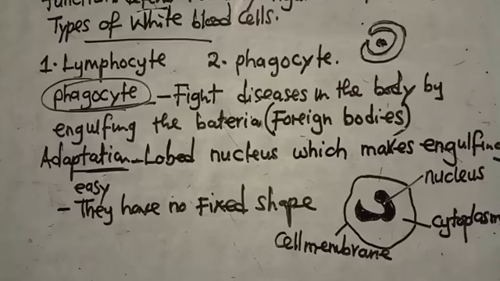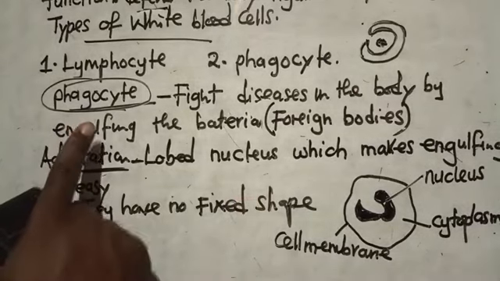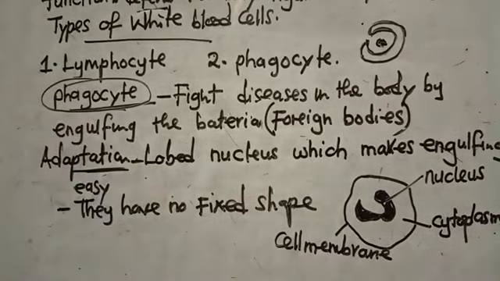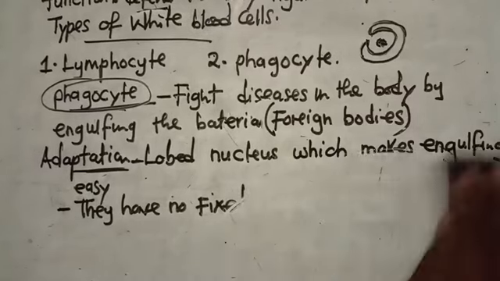Aside from a phagocyte, there is also what we call a lymphocyte. I said we have two types of white blood cells. The first one is called a lymphocyte and the other a phagocyte. I've just explained a phagocyte. We also need to look at a lymphocyte.